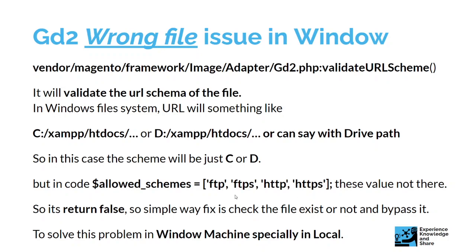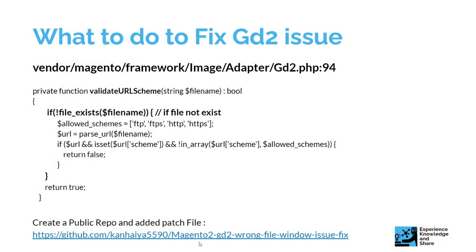So how can we fix it? Simply, we can add one more level of check whether the file exists or not, and bypass the code, so it always returns true for that case. And this issue occurs only on Windows machines. So in the same file, in validate URL schema, we can add the file existence check. Wrap it with the condition: if the file matches, then the code goes inside and does the necessary checks, else it returns true only.